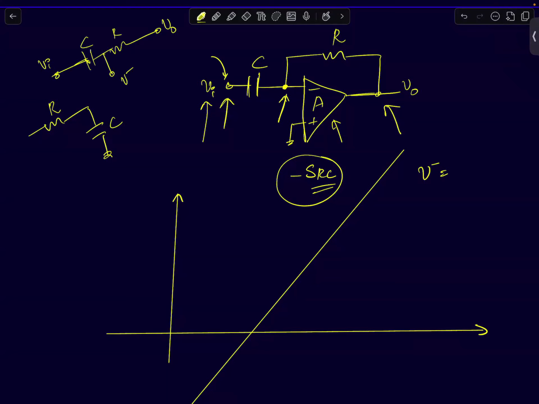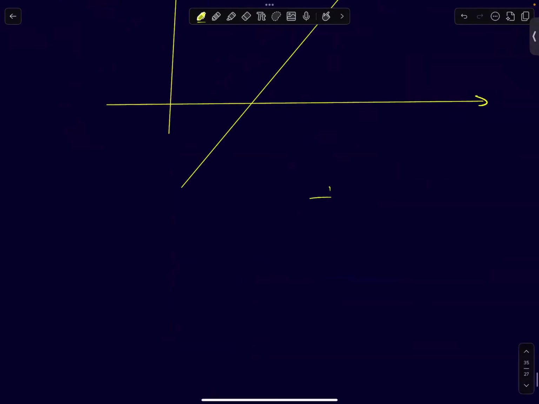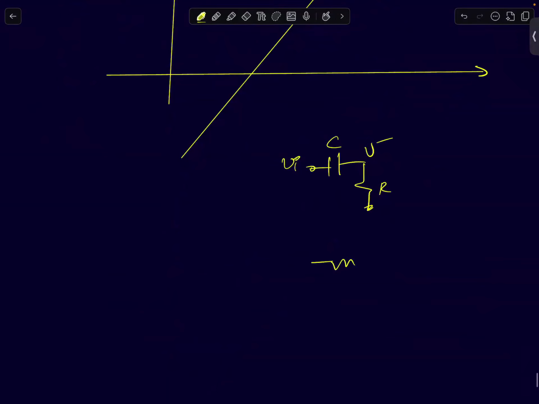As far as the input is concerned, if you find the transfer function from input, you have to assume V naught to be 0, it's a high pass filter. As far as the input is concerned, V minus to Vi is a high pass transfer function. So you'll get a transfer function that looks like this. This is V minus, C, and Vi. As far as the output is concerned, it will look like a low pass filter. And the sum of the two voltages is what V minus sees. The inverting terminal sees the sum of these two voltages.